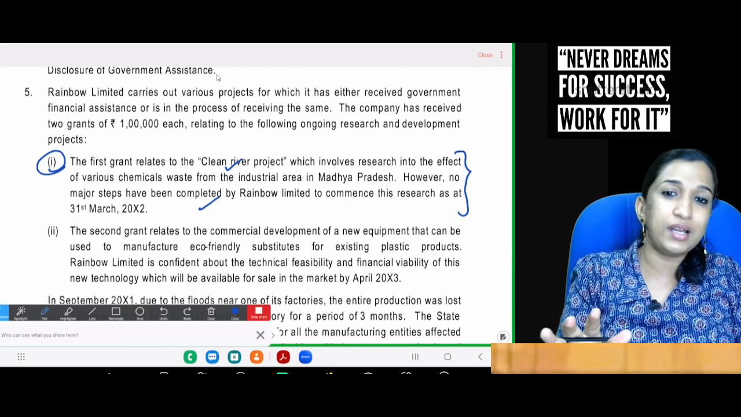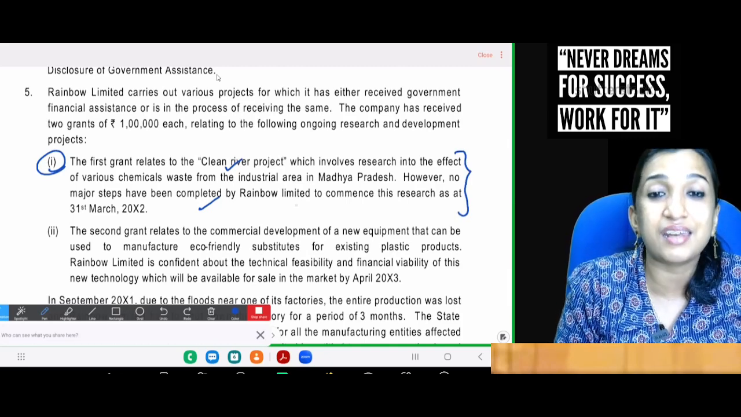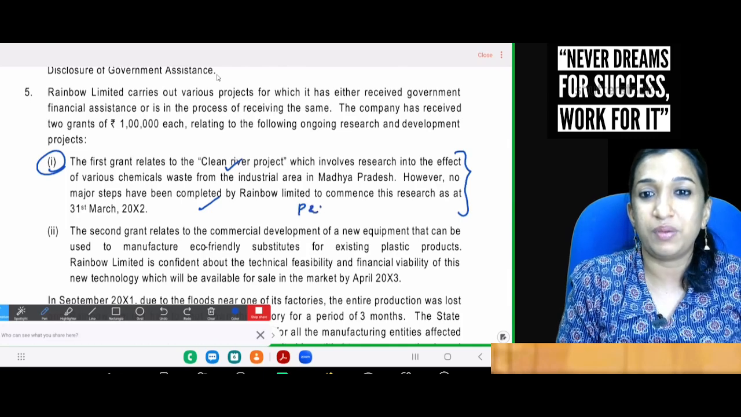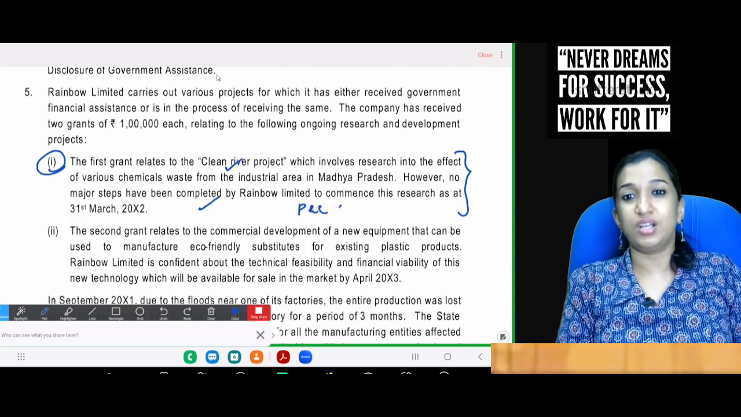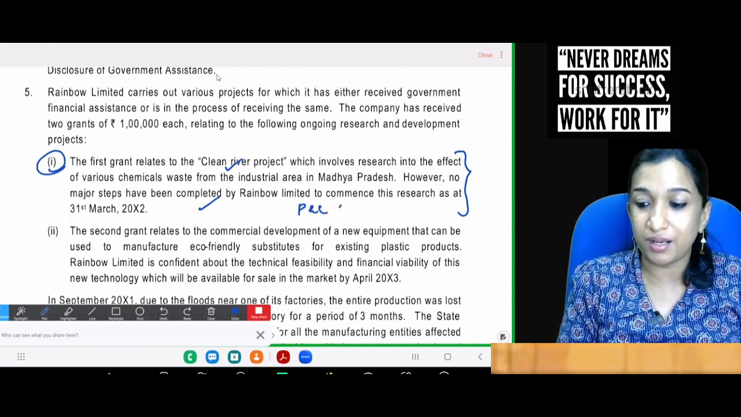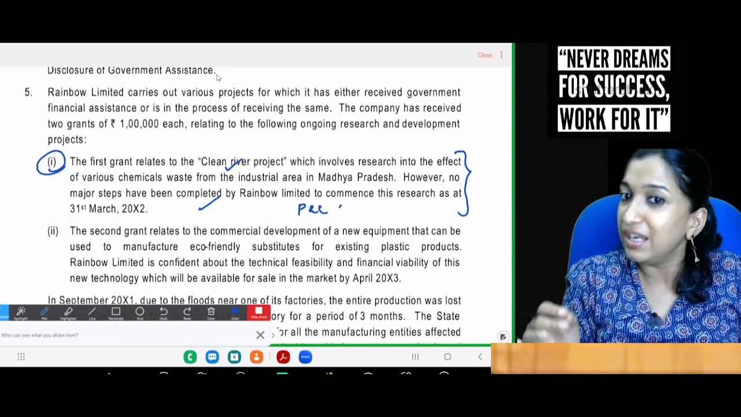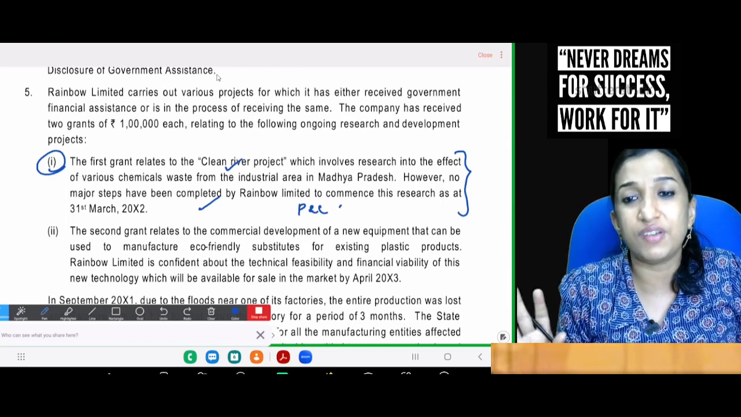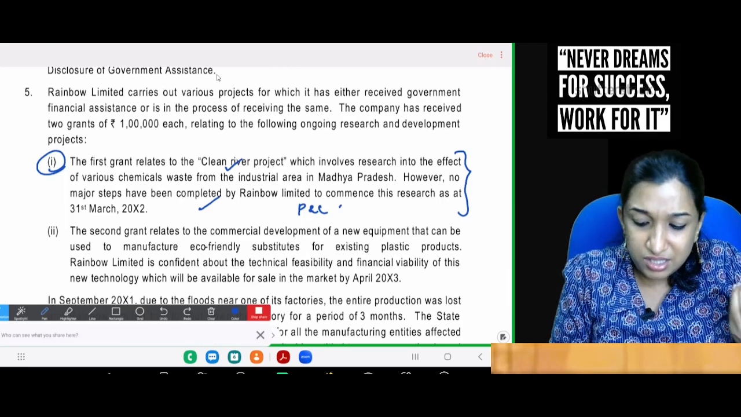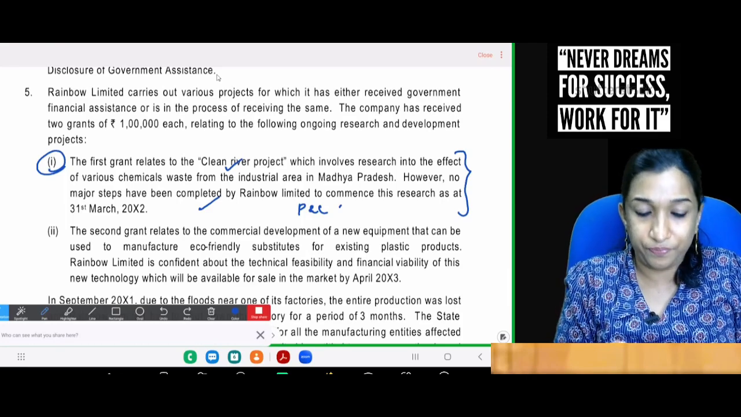If there are no conditions, it can be immediately credited to the statement of P&L. If it is a conditional grant, it will be amortized to P&L in the period in which the conditions are to be satisfied, in the ratio of the cost of satisfying conditions, because this is not related to an asset.